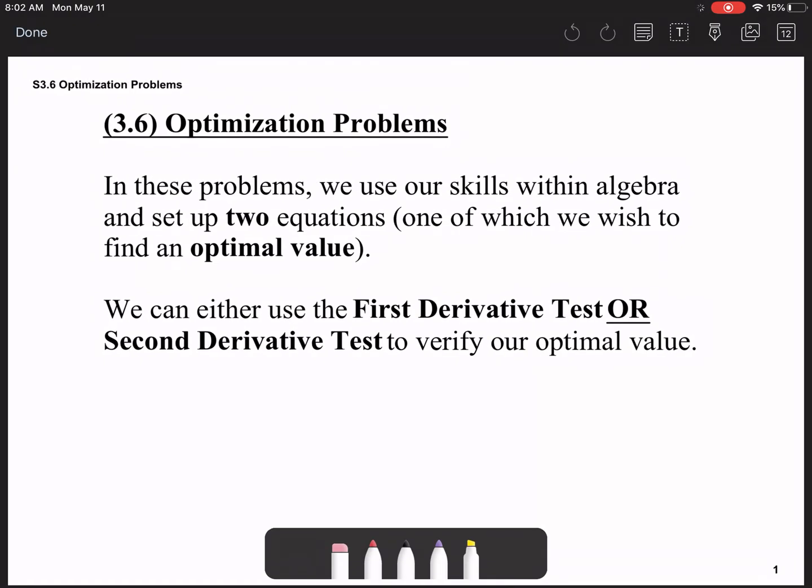In these kinds of problems, what we're going to do is use our skills with algebra and set up two equations, one of which we're going to find an optimal value. We can use either the first derivative test or the second derivative test to verify if you get an optimal value, in other words, a maximum or minimum. So let's get started.